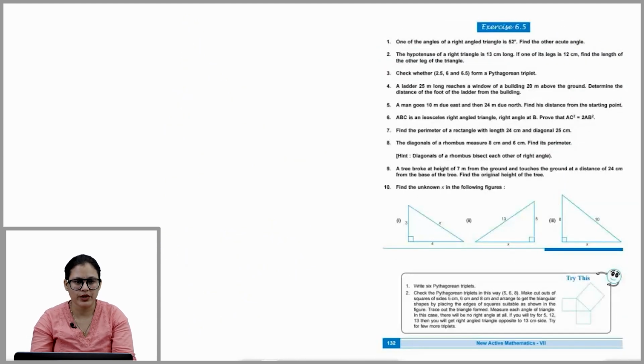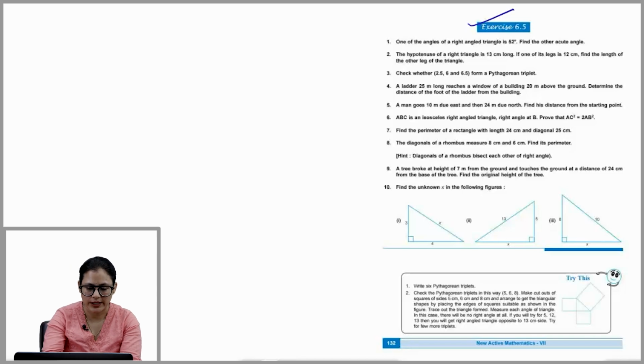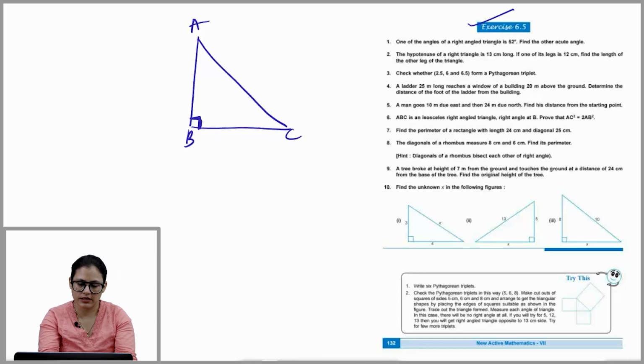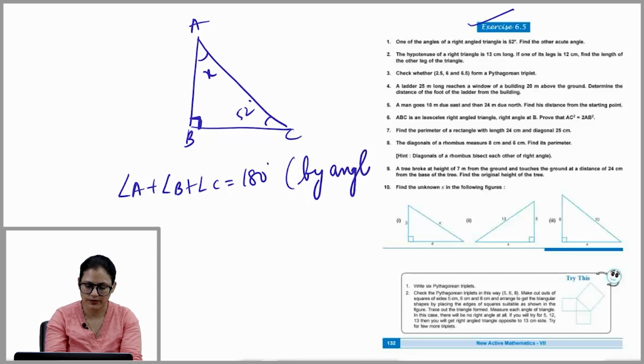Let's do exercise 6.5. One of the angles of a right angle triangle is 52 degrees. Find the other acute angle. So let's say this is a right angled triangle ABC, right angled at B, and one of the angles is 52 degrees. We have to find this angle. So what will you write? Angle A plus angle B plus angle C is equal to 180 degrees, by the angle sum property of a triangle.